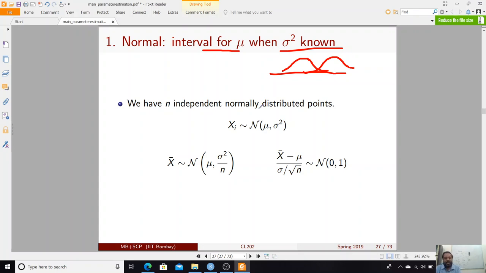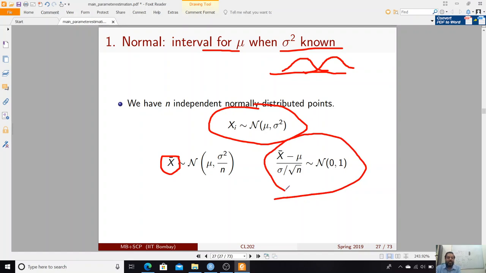Now, the setting is, as we said, all our samples come from a known distribution. And we already know that the sample mean is distributed in this particular fashion. Even if the xi do not belong to the normal distribution, we can appeal to the central limit theorem and see that the sample mean is roughly normal under certain circumstances. So the way we proceed is we can standardize that variable by subtracting out the mean and dividing by the standard deviation. And we know that this therefore belongs to a normal distribution with mean 0 and variance 1.